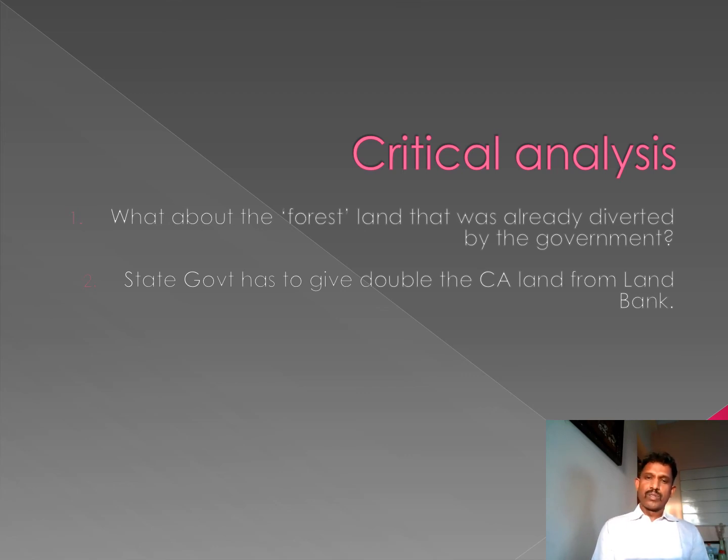This is the reason I found out, having worked as chief conservator of forest handling the Forest Conservation Act. Number one, what about the forest land that was already diverted by the government? They would have already diverted it for industrialization, or they would have made patta, title would have been given. So now, if you say go and reconcile, find out the forest classified land which is with them, they are not going to show the data. Even if they are willing to give the land which is empty, how about the land that is already diverted? The MoEF is silent about it. Nowhere have they mentioned it.